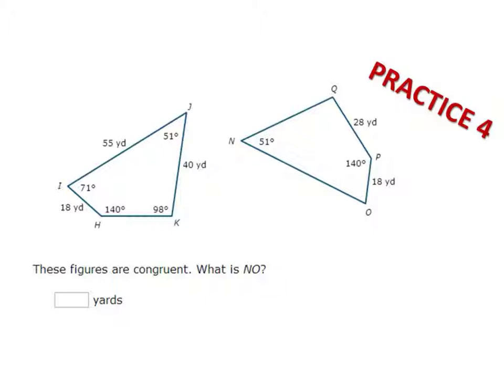Here's your practice problem. It says these figures are congruent. What is NO? That means they want to know the length from N to O. Match it up to the other shape to get that number.